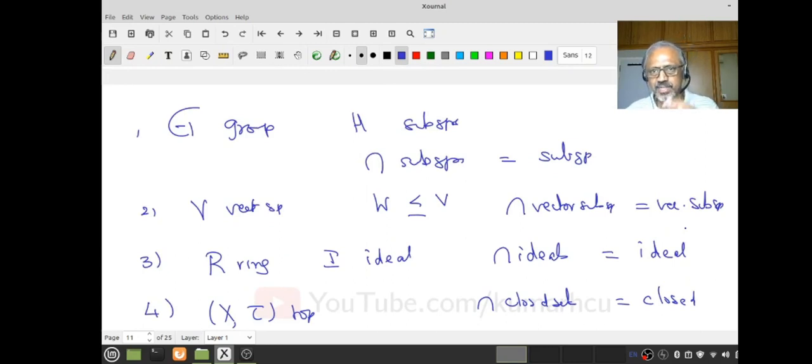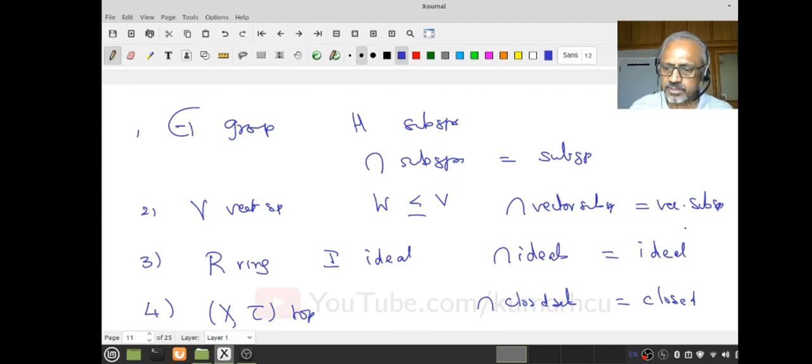Mathematics is trying to see the pattern and abstracting, as a meta result or a theorem. So I have some sets with the same structure, and the moment the intersection of such objects with the same structure is again an object with the same structure, that is, the intersection of subgroups is a subgroup, intersection of vector subspaces is a vector subspace, intersection of ideals is an ideal, intersection of closed sets is a closed set, intersection of topologies on a set is again a topology. I have not yet shown this, but anyway.